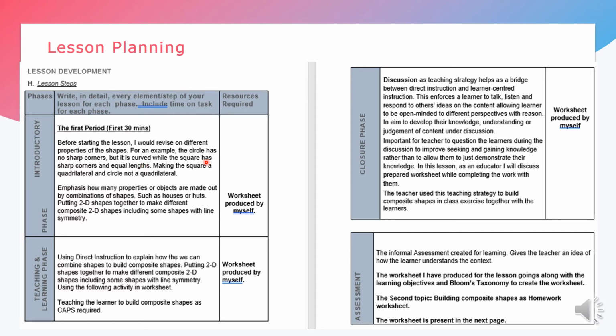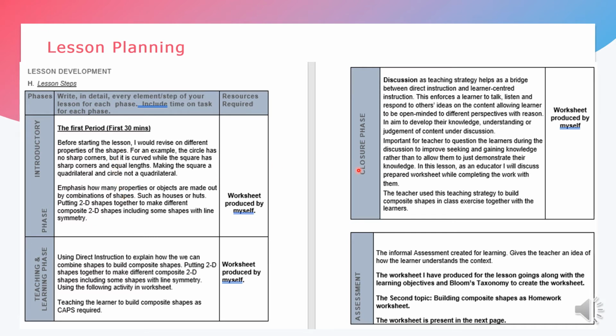What do you know about squares? And they'll tell you they have sharp corners and equal lengths. And is it a quadrilateral? Yes, it is. Circle is not. Just revising what they already know to kickstart the lesson. That's introductory. And in a way, through revising, you're kind of testing their prior knowledge.